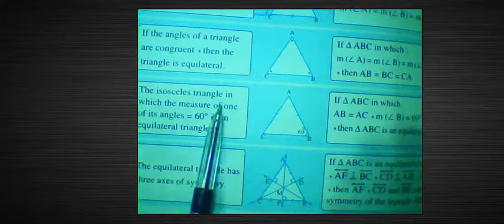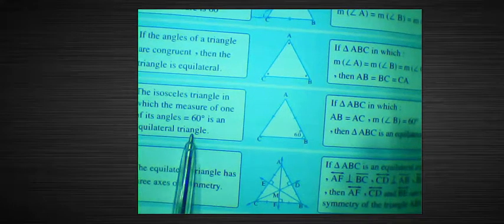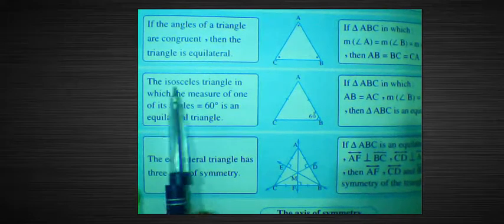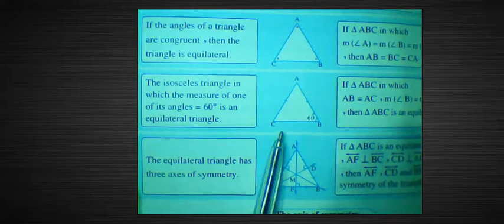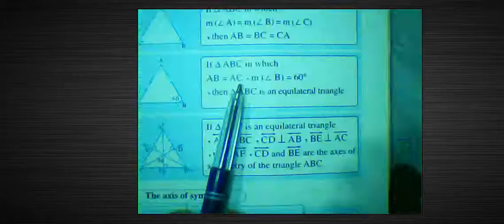كمان the isosceles triangle in which measure of one of its angles is 60 is an equilateral triangle. لو كان الايسوسيلس يا ولاد فيه one angle 60 degrees بيكون التراينجل اللي عندي equilateral triangle بيتحول بقى بيبقى converted من الايسوسيلس للايكواترال لو كان each one of its angles equals 60 degrees. تعالوا نشوف التفسير بتاعه. If in triangle ABC in which AB equal AC and the measure of B equals 60 degrees, then triangle ABC is an equilateral triangle. يبقى يا ولاد نوع ايه equilateral triangle لو كان each of its angles equals 60 degrees.